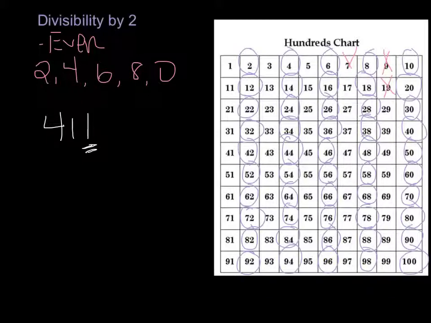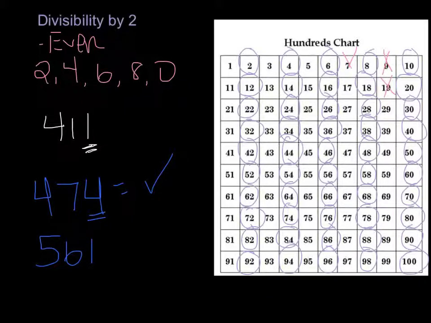So let's look at a couple examples. If I give you the number 474, and I say, is this number divisible by 2? You would look at the number in the ones spot. You would say 4 is an even number. So yes, it is divisible by 2. If I gave you the number 561, again, you look at the number in the ones spot and you say, no, that's an odd number, so that is not divisible by 2.